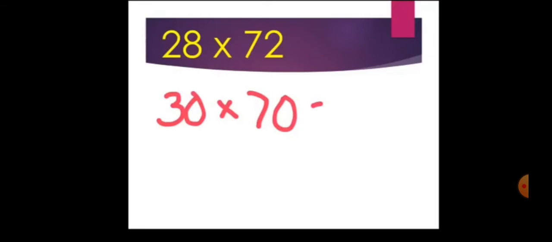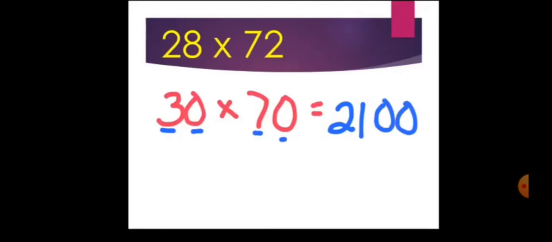70. Excellent. 70. Now, using what we learned before, in this case, all I need to do is multiply the digits that are not 0. And 3 times 7 is? 21. 21. And then I tack on, in this case, 2 zeros, and then I come in with my comma. So 2,100 is not the actual answer of 28 times 72. It's an estimated answer of 28 times 72.